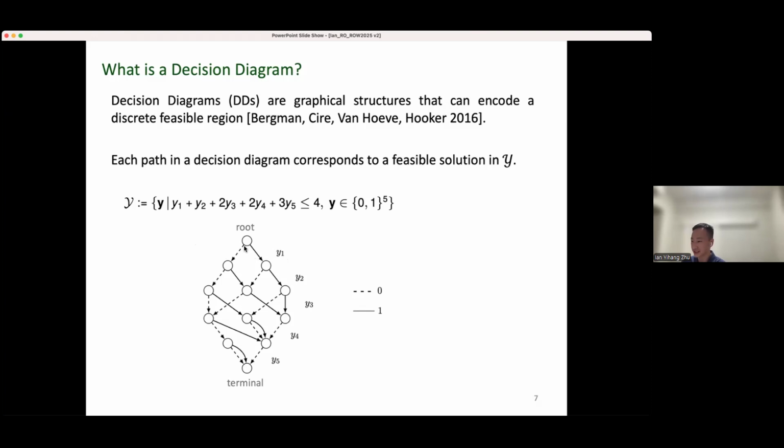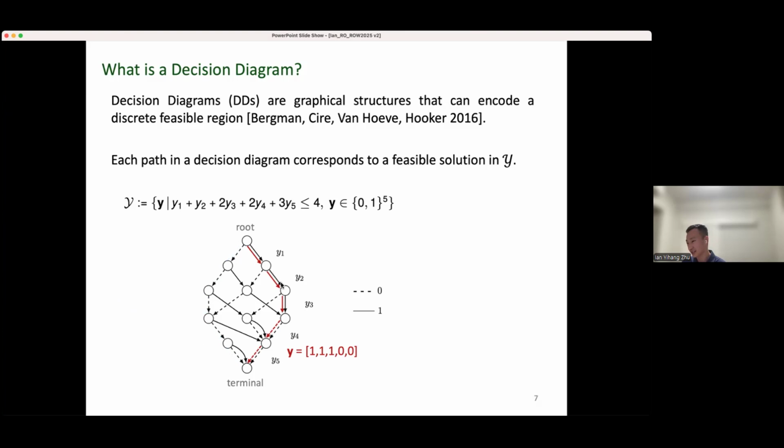How I go about reading this is that the dashed lines you can think of as an assignment of value 0 to that variable, and the solid line as the variable taking a value of 1. As an example, if I go on the left side here, all dashed lines, this corresponds to solution 0, 0, 0, 0, 0, which is obviously feasible to this knapsack constraint. If I look at the rightmost path, I have solid, solid, solid.